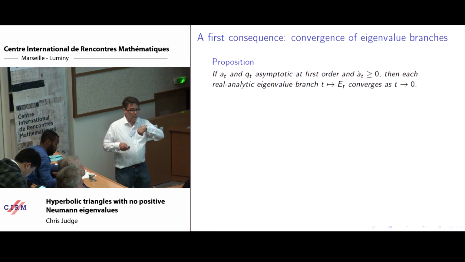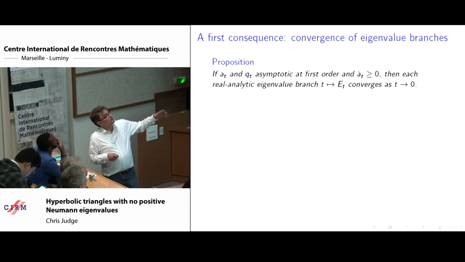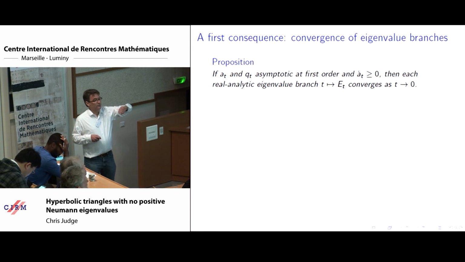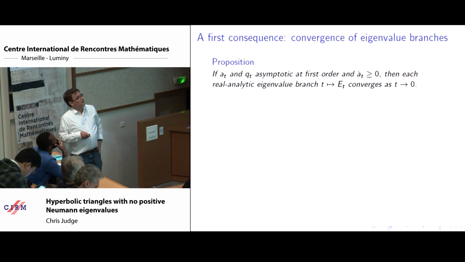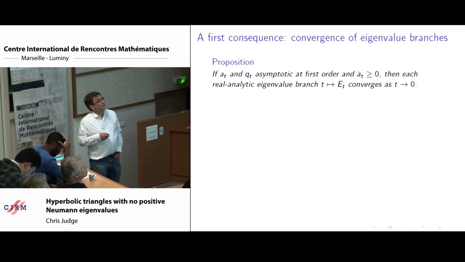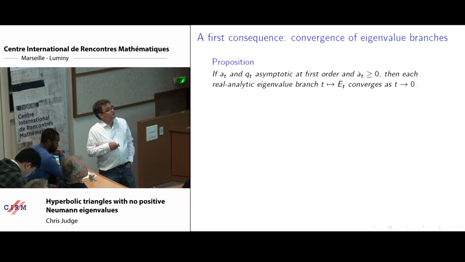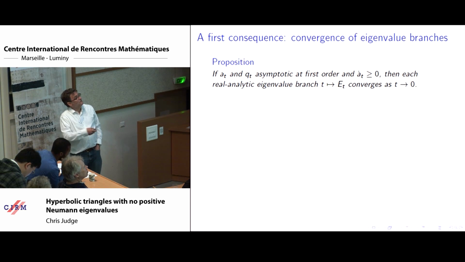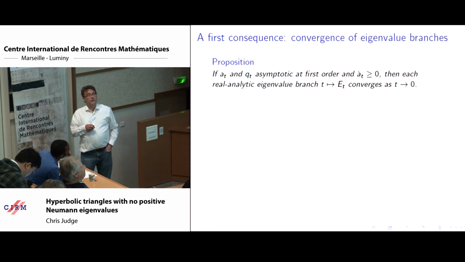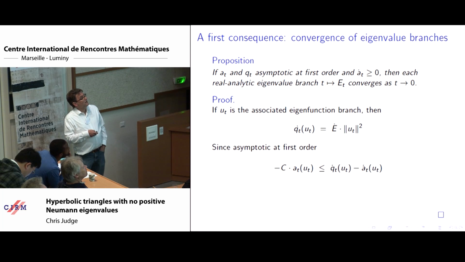Here I want to give just one example of what you can do with just these abstract conditions, just as a toy proof of something. And it's the only thing I'll prove. It's very short. So suppose you have two quadratic forms, AT and QT. They're asymptotic of first order, and you know that A dot is positive. Then each real analytic eigenvalue branch of QT converges. We just said that the AT eigenbranches converge, and now I claim the QTs do as well.